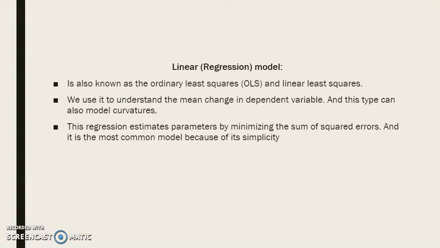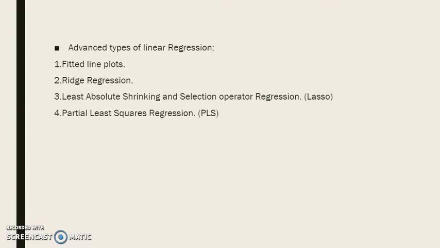And then the linear regression model is also known as ordinary least squares and linear least squares. We use it to understand the mean change in the dependent variable, and this type can also model curvatures. This regression estimates parameters by minimizing the sum of squared errors, and it is the most common model because of its simplicity. And in linear regression, we have advanced types of linear regression: the fitted line plots, the ridge regression, the least absolute shrinkage and selection operator regression, and then the partial least squares regression.